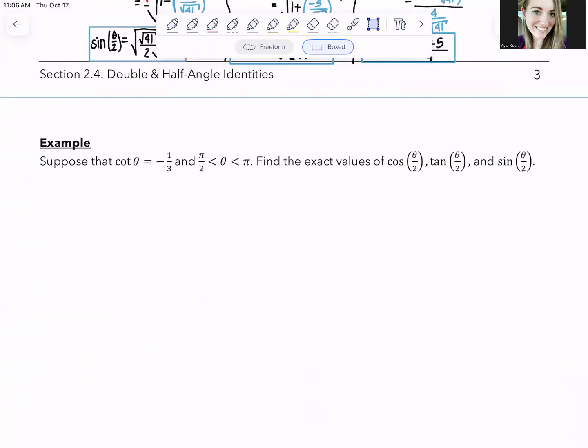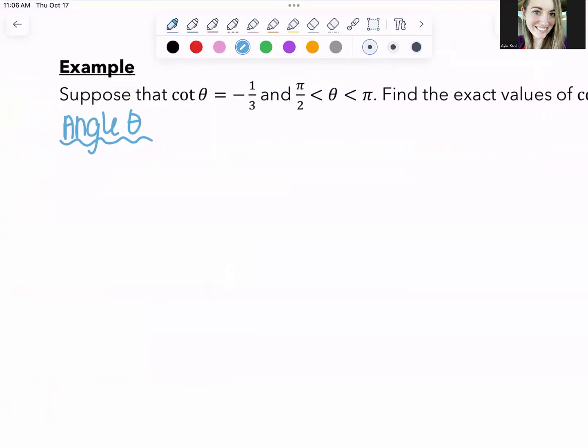So suppose cotangent of theta is equal to negative 1/3. Theta is between pi over 2 and pi. Find the exact values of cosine theta over 2, tangent theta over 2, and sine theta over 2. Okie dokie. So we'll do angle theta here, which we know is between pi over 2 and pi.